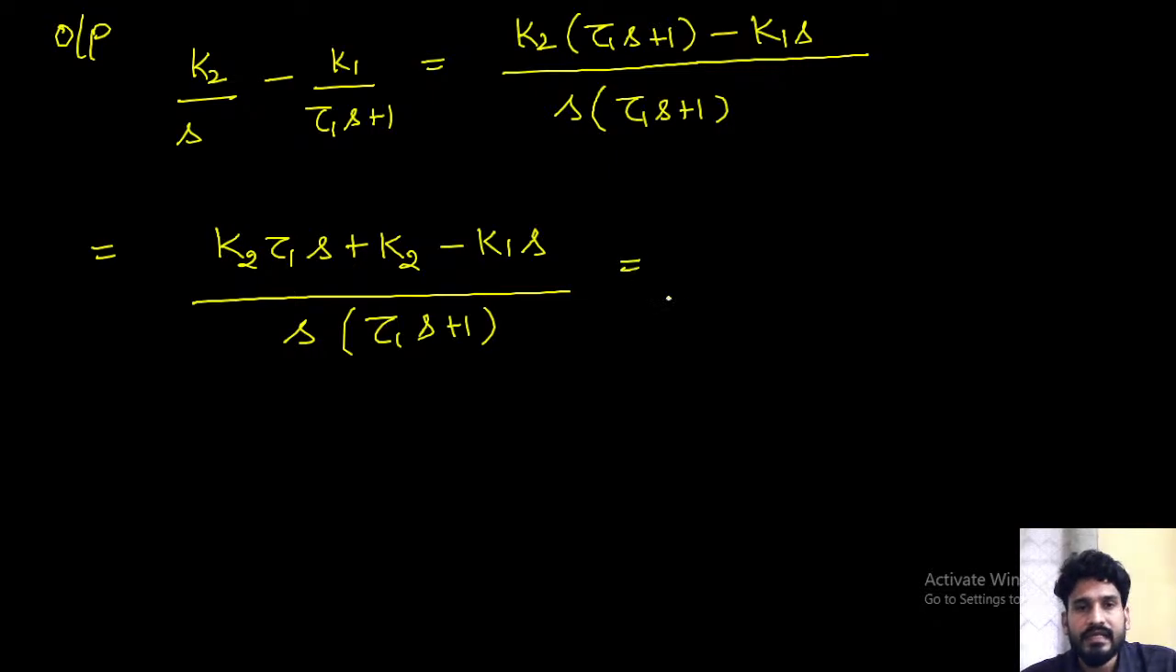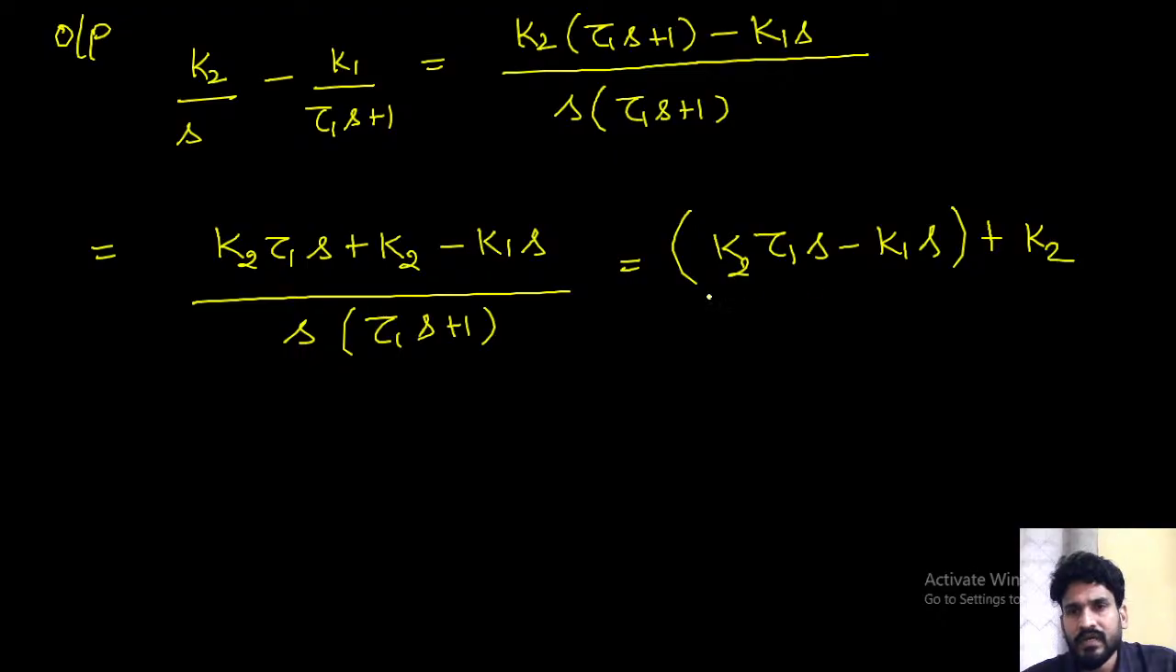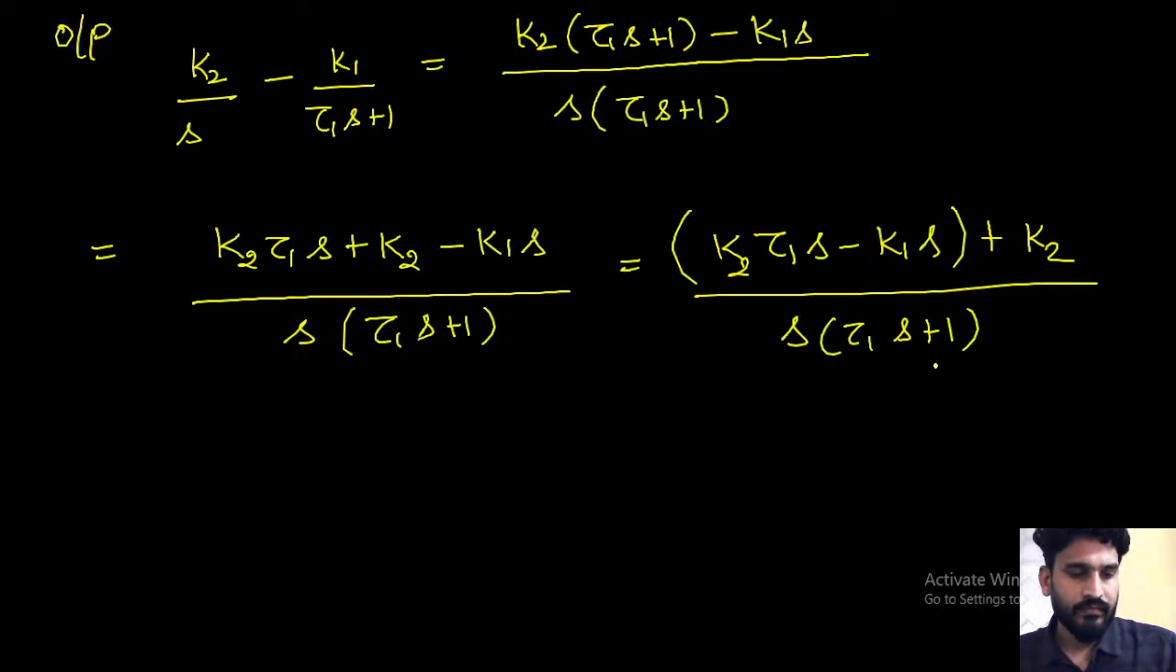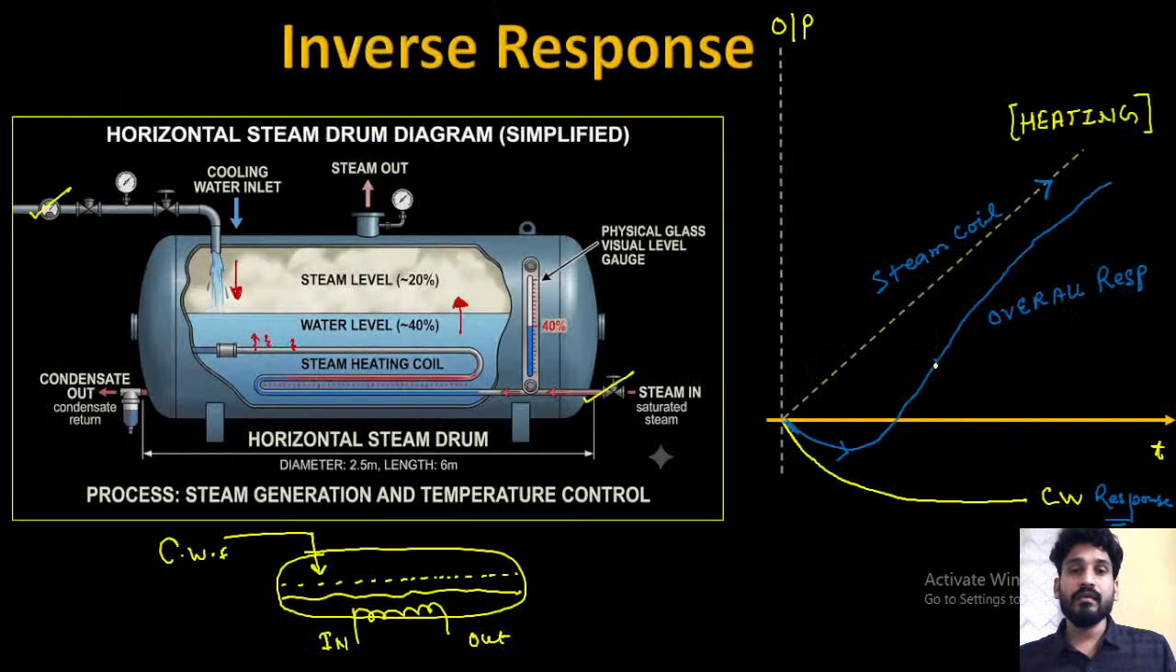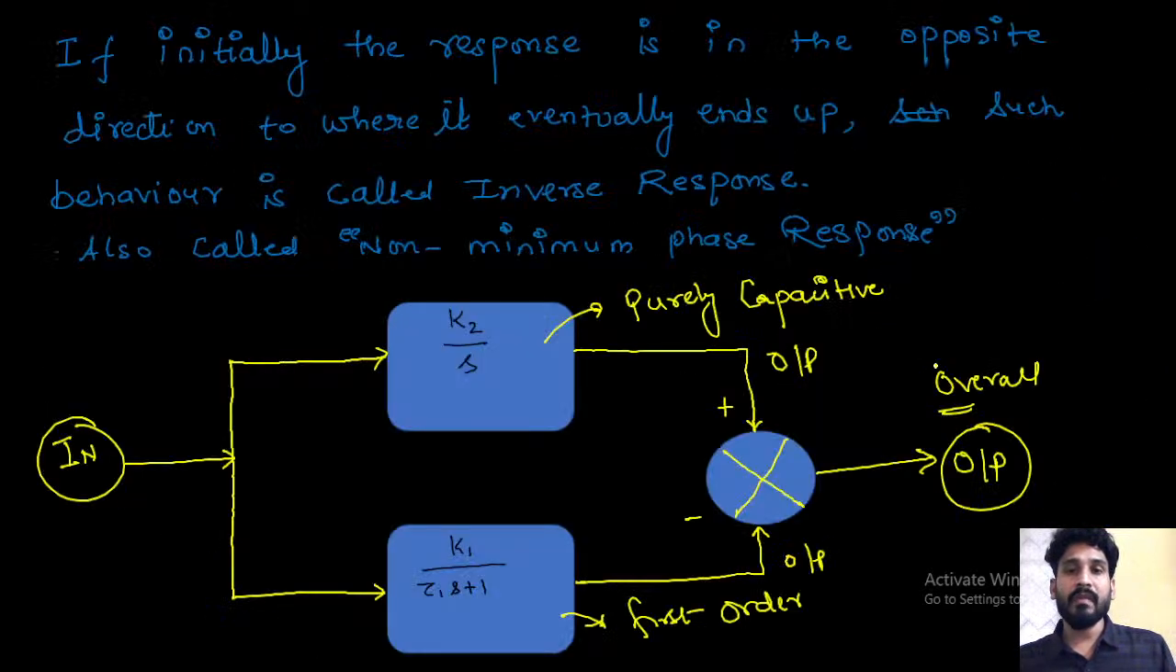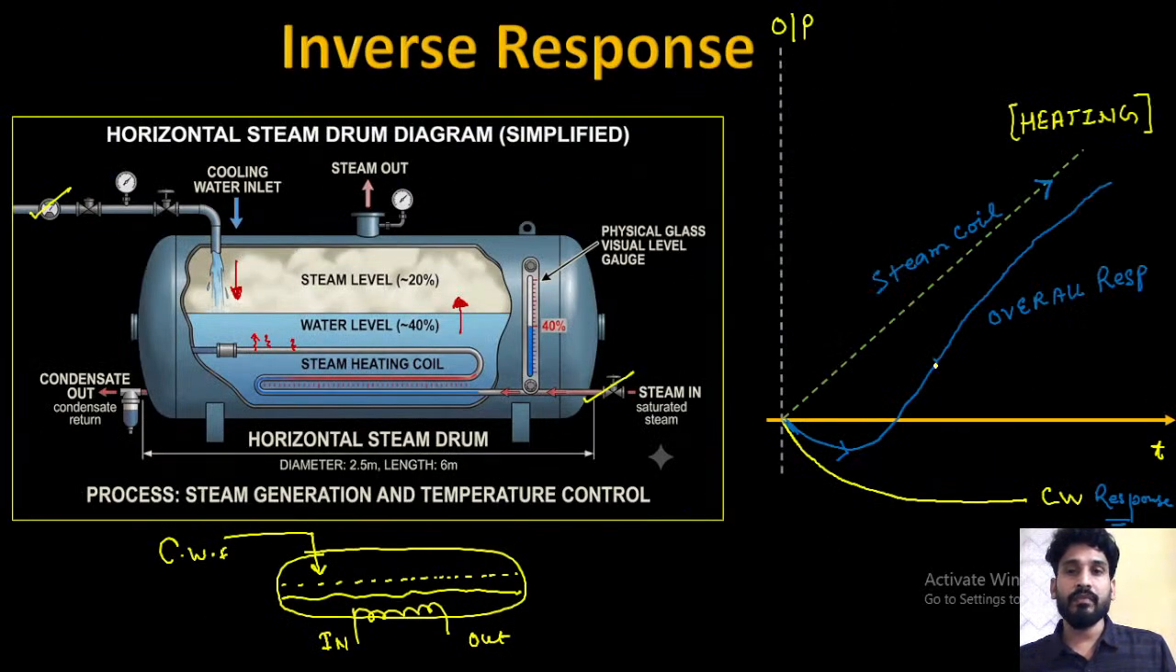I can write it as: the S terms, K2 tau 1 S minus K1 S, plus K2, divided by S into tau 1 S plus 1. Now I'm going to write a very, very important thing, and you have to remember this. It is a very, very important case.